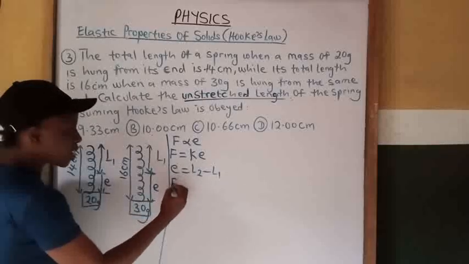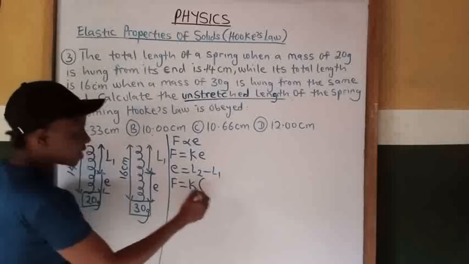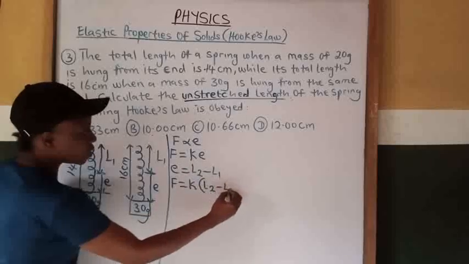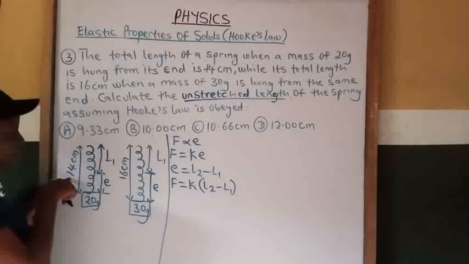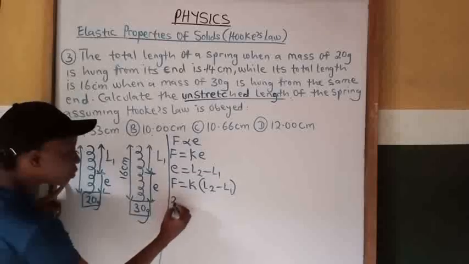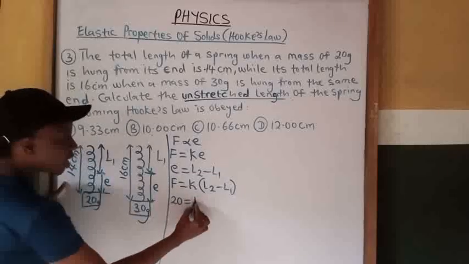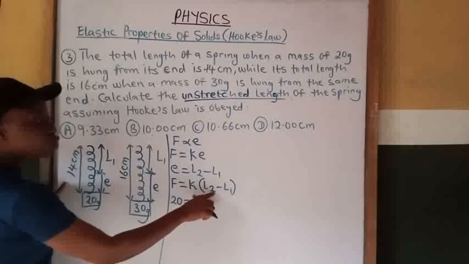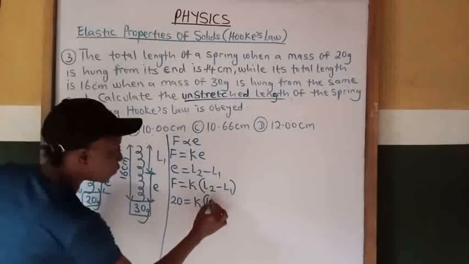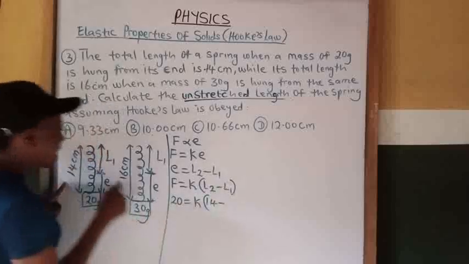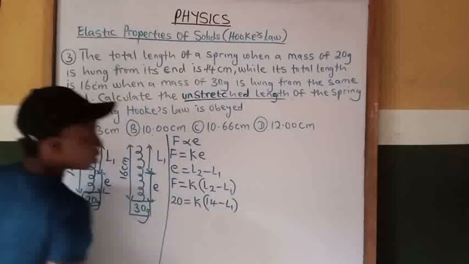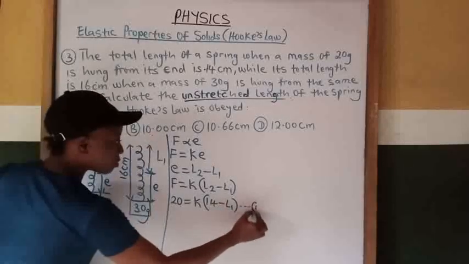So our equation will now be F = K(L2 − L1). For the first diagram, our force equal to 20 grams is the same thing as mass. So 20 = K, which is unknown, into bracket. L2 is the final length, so the final length is 14 centimeters. So 14 minus the original length, which is unknown. So the original length of the spring is L1. Let's call this equation 1.